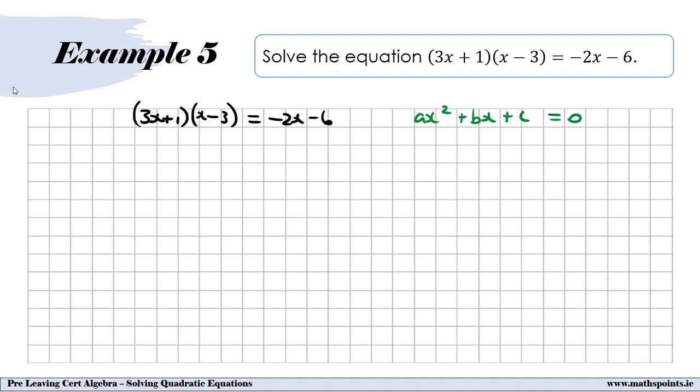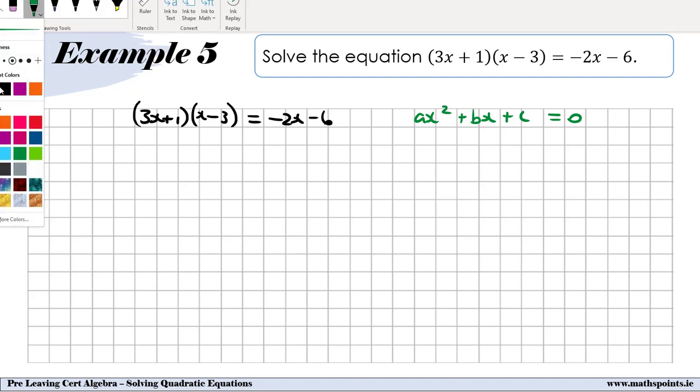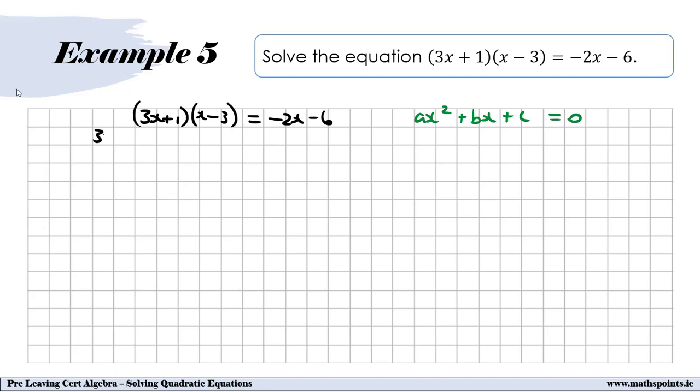So I'm going to multiply out the brackets and then collect all of the terms on the left hand side. So multiplying out the brackets, I can open up the brackets. So I have 3x on x minus 3 plus 1 on x minus 3, and that's equal to the right hand side minus 2x minus 6. Multiplying out further, I get 3x by x is 3x squared, 3x by minus 3 is minus 9x, 1 times x is 1x, and 1 times minus 3 is minus 3.